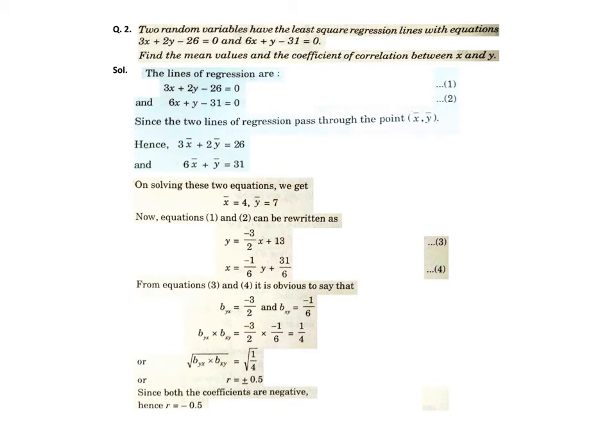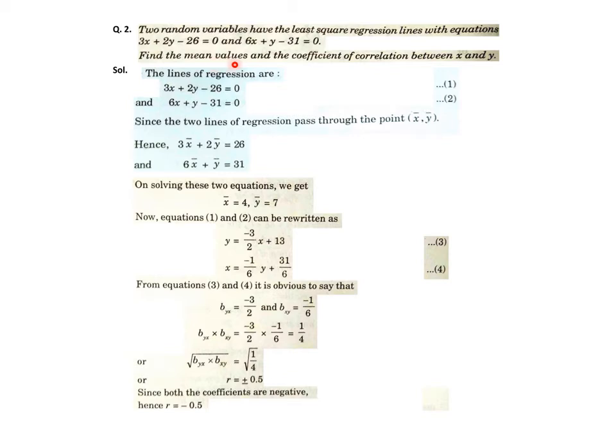Question number 2. Two random variables have regression lines with equations 3x plus 2y minus 26 equals 0 and 6x plus y minus 31 equals 0. Out of these two regression lines, one is of y on x pattern, the other is of x on y pattern. We don't know which one is to be settled as y on x or x on y, which we will discuss in the solution of this problem.